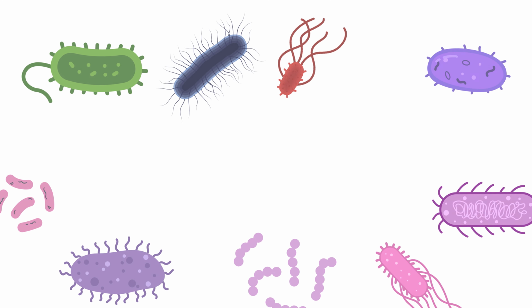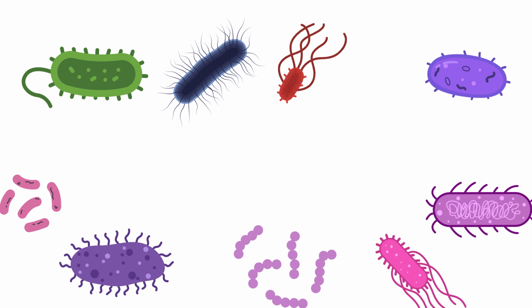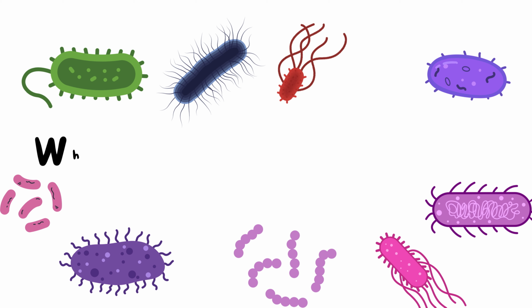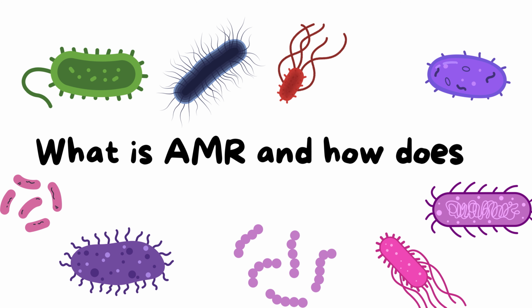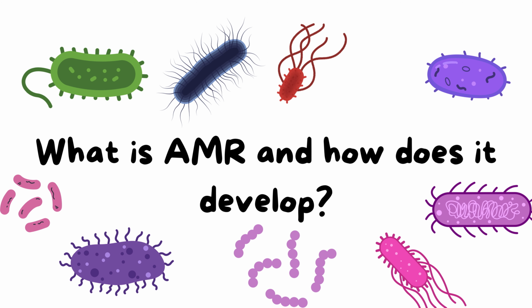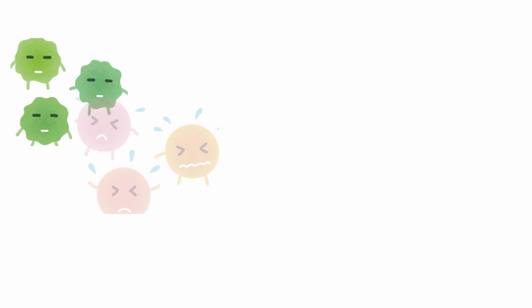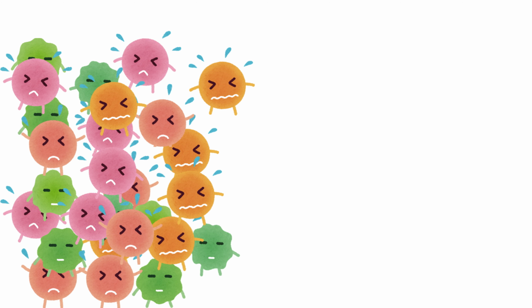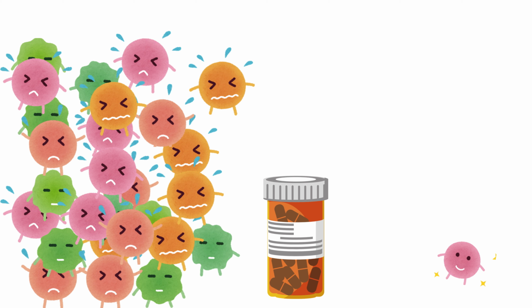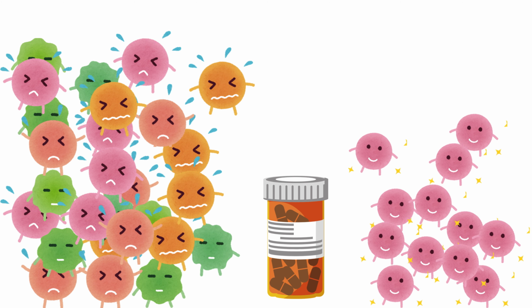Antimicrobial resistance, or AMR, is one of the biggest challenges to public health today. But what is it, and how does it develop? Let's find out together. AMR occurs when bacteria develop the ability to survive the treatment with drugs designed to kill them or stop their growth.